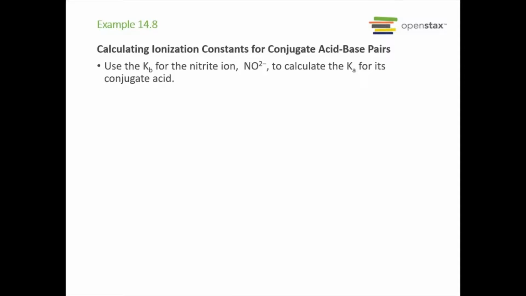So let's go ahead and look at an example because I've just been saying a bunch of letters and I know it's confusing after a while. We want to use the Kb for the nitrite ion to calculate the Ka for its conjugate acid. So earlier in the section, we were told that Kb, and this is also a value you can look up, it should be in the appendix of your book as well as the internet, is given as 2.17 times 10 to the negative 11th power. So then its conjugate acid of NO2 minus, we're going to add just one hydrogen to it.